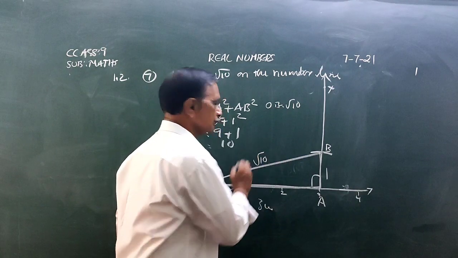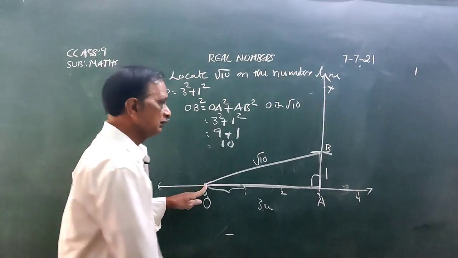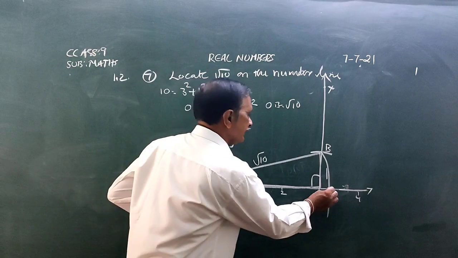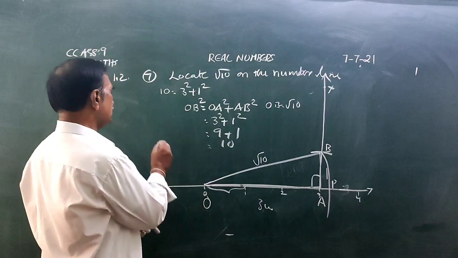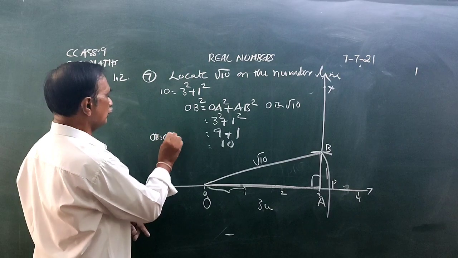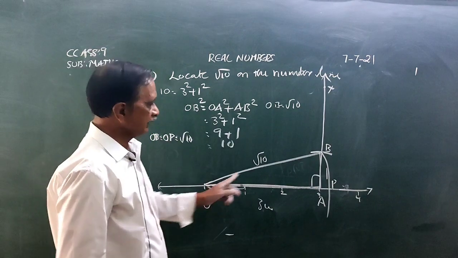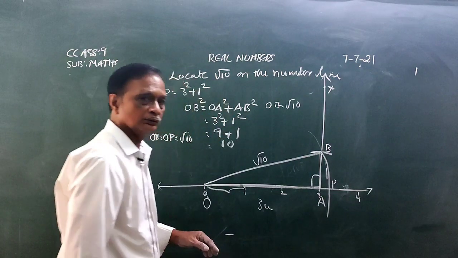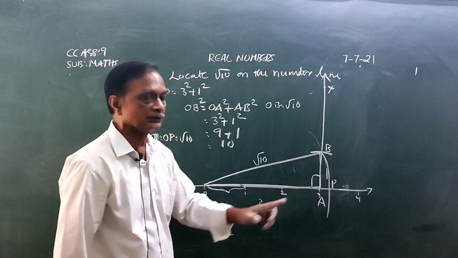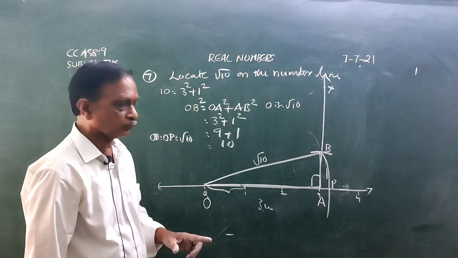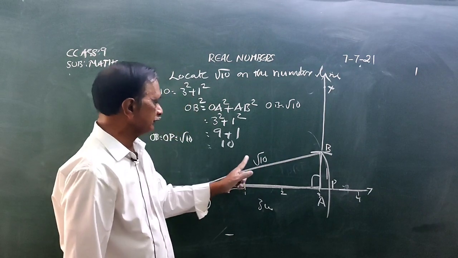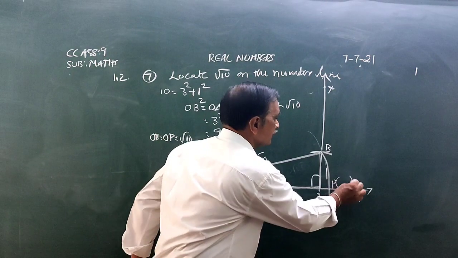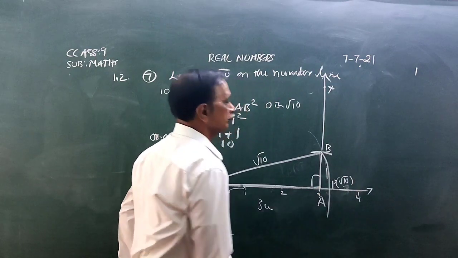Therefore the length of OB equals root 10 units. Now taking O as center and OB as radius, draw an arc which intersects the number line at P. Here we know that OB equals OP because they are radii in a circle. If you go on continuing this arc, you will get a circle. OB and OP are nothing but radii. In a circle, all radii are equal. So the length of OB equals root 10 units, the length of OP is also root 10 units. That means P represents root 10 on the number line.